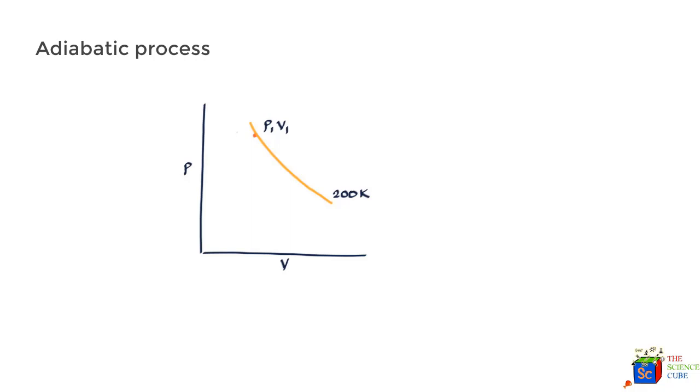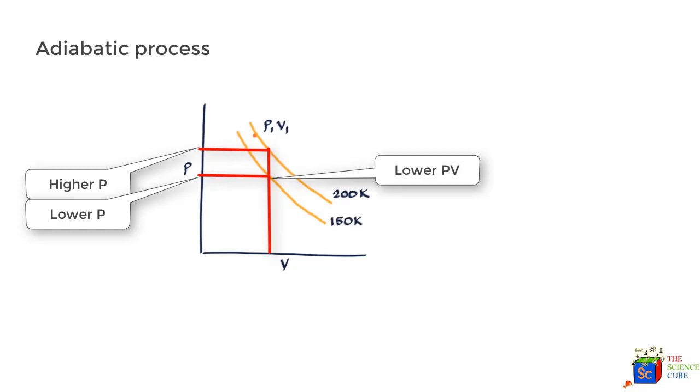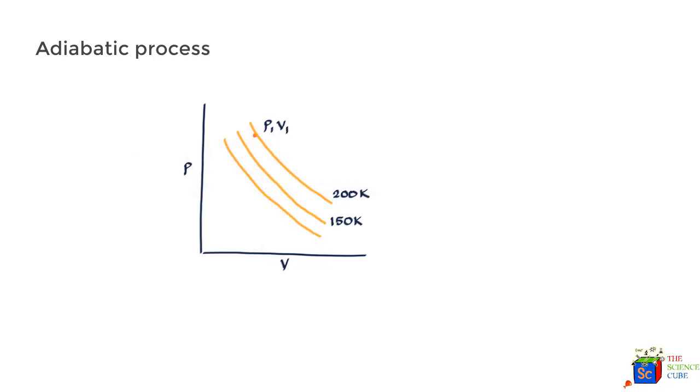And so the temperature of this curve should be lower than that of this curve, since you can see for the same volume the pressure here is lower, and therefore the product PV will be smaller, hence the temperature will also be smaller. So this isotherm will be at an even lower temperature. Let's say it's 100 Kelvin.